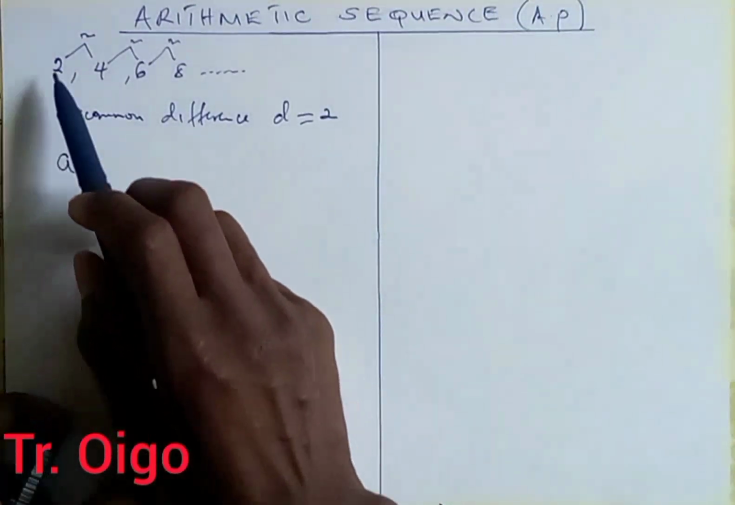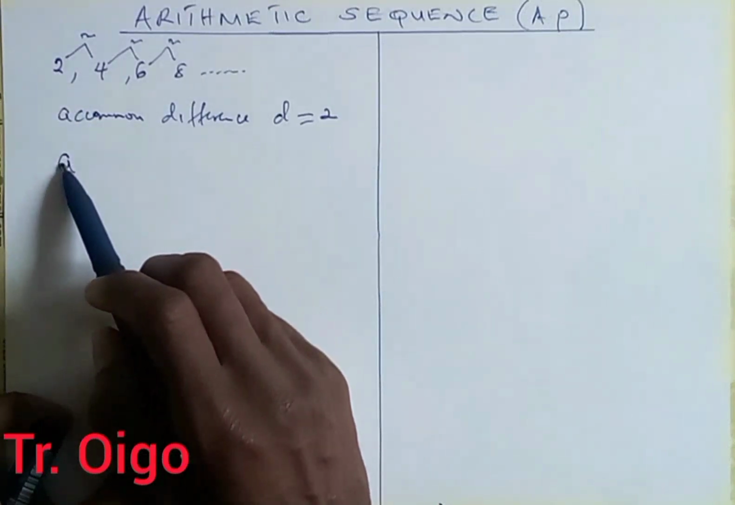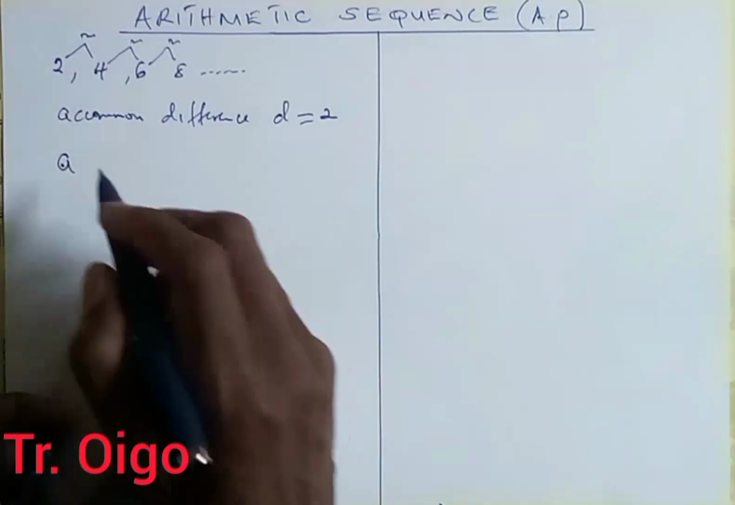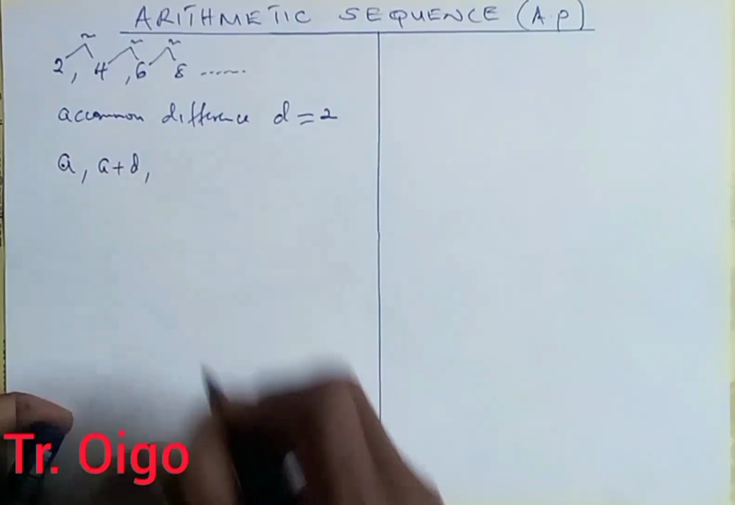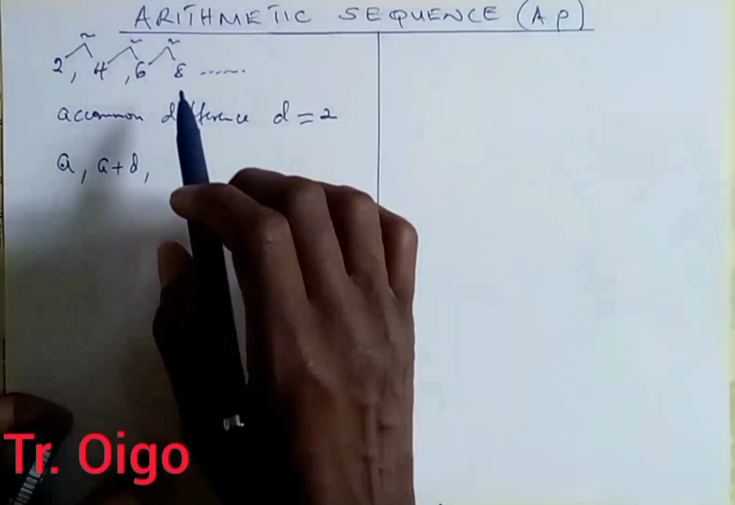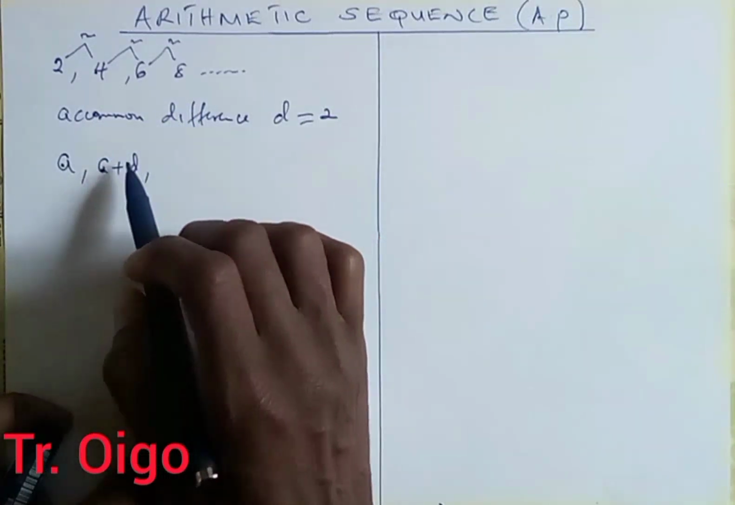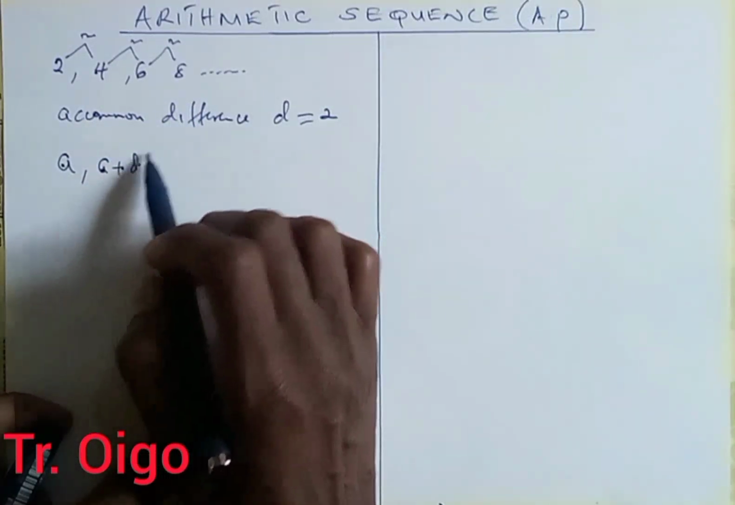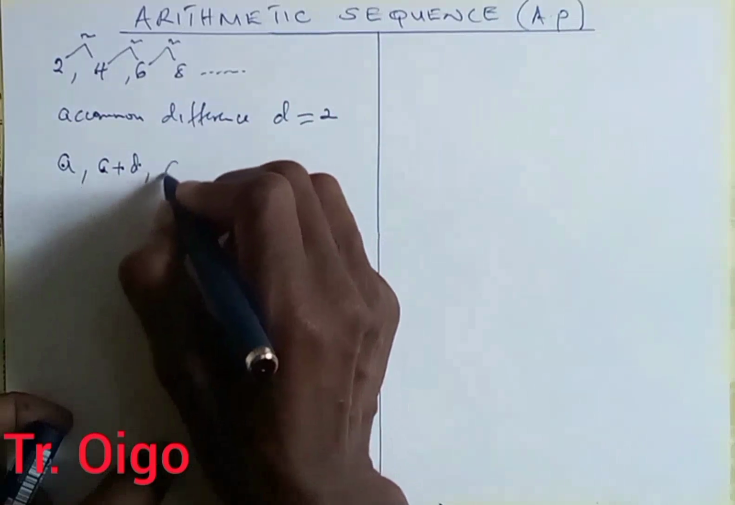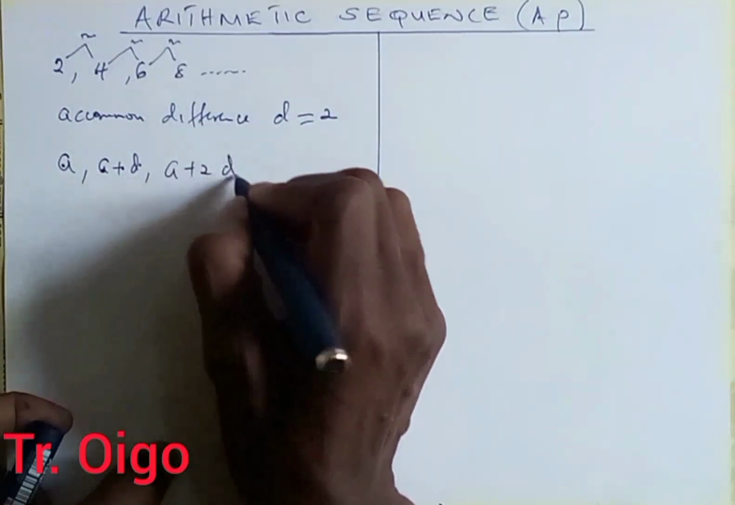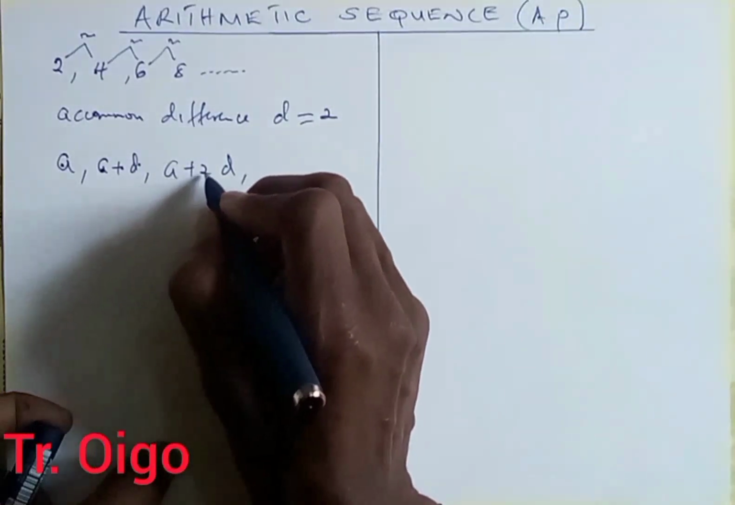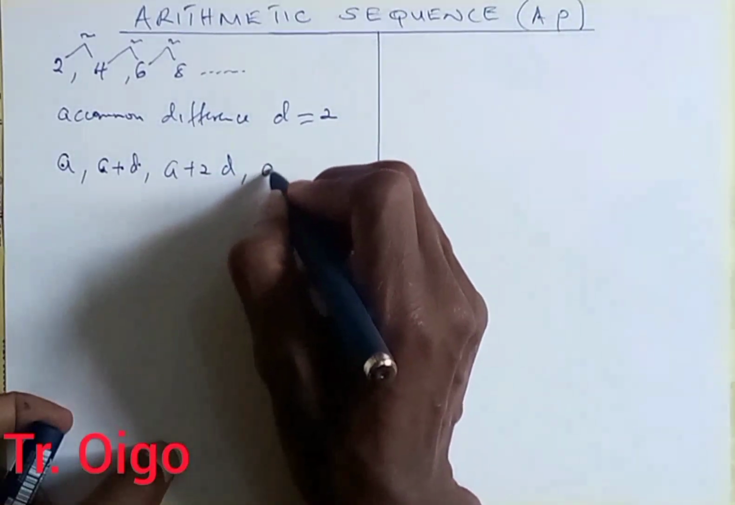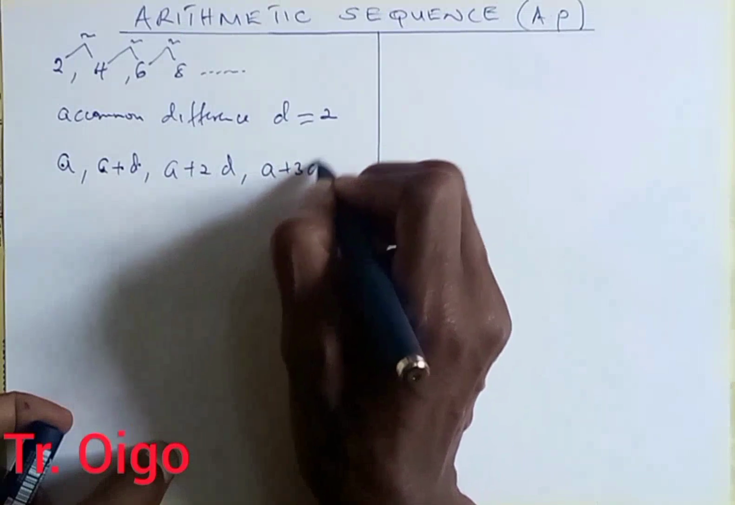Now, if this is the first term, which for this case is 2, to get the next term, which is term 2, I'll say A plus the common difference. To get the third term, I'll say A plus D plus the common difference, which will be A plus 2D. To get the fourth term, I'll say A plus 2D plus D, which will be A plus 3D.